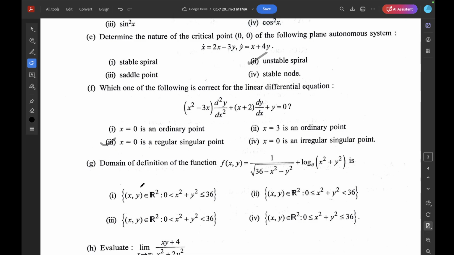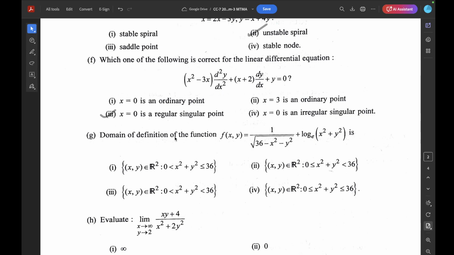Next question, G. What is the domain of definition of the function f(x, y) equal to 1 by square root of (36 minus x square minus y square) plus log of (x square plus y square) to the base e?